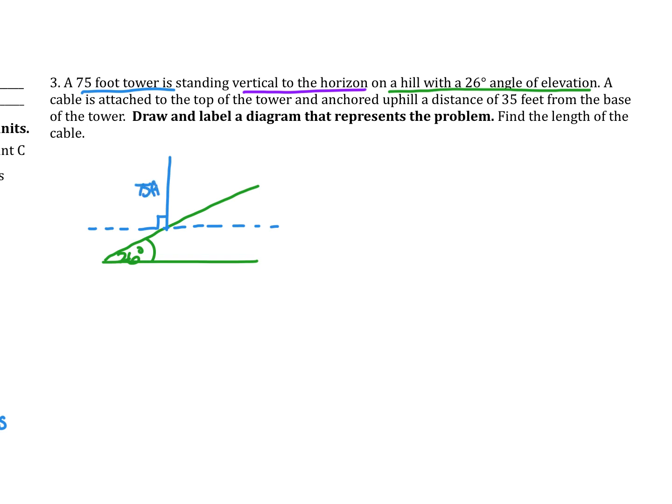So 75 feet. And then it says there is a cable attached to the top of the tower and anchored uphill a distance of 35 feet from the base. So from the top of the tower, there's a cable, and it is anchored 35 feet from the base of the tower. So 35 feet is this length of the triangle here. Then we can figure out this angle in here. So if the angle here is 26 degrees, and we have parallel lines here, therefore this angle in here is also 26 degrees.